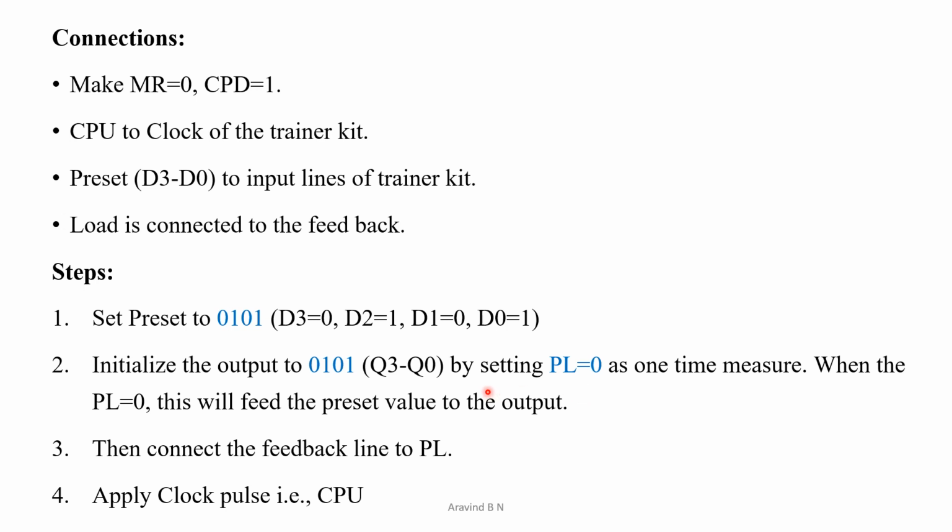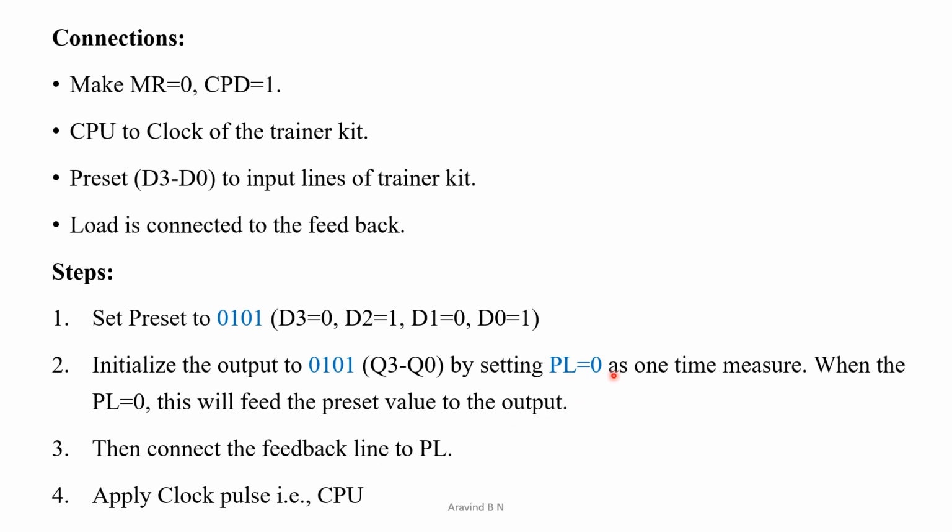By default, when it reaches the maximum count, it will come back to the value 5 and it will continue. After one cycle, it will start back with the original value. You can also make a follow-up of that. Then connect the feedback line to the PL.